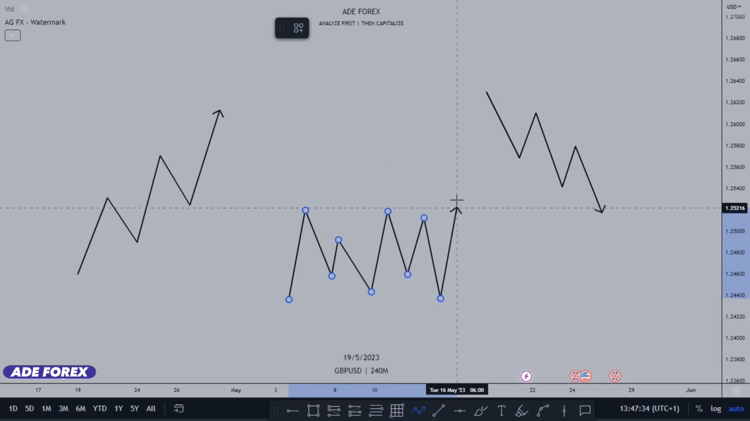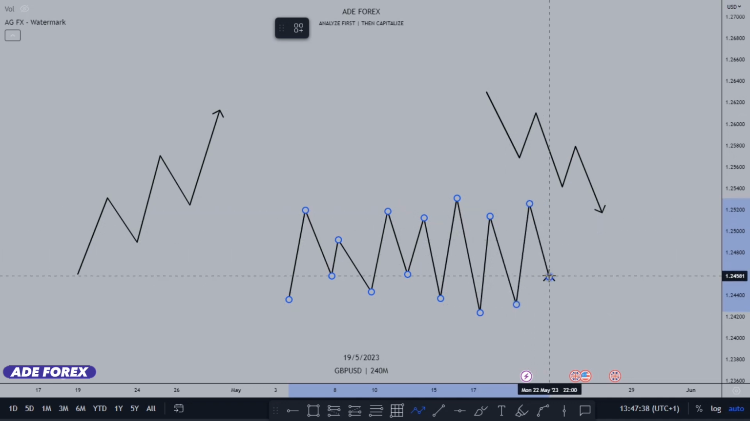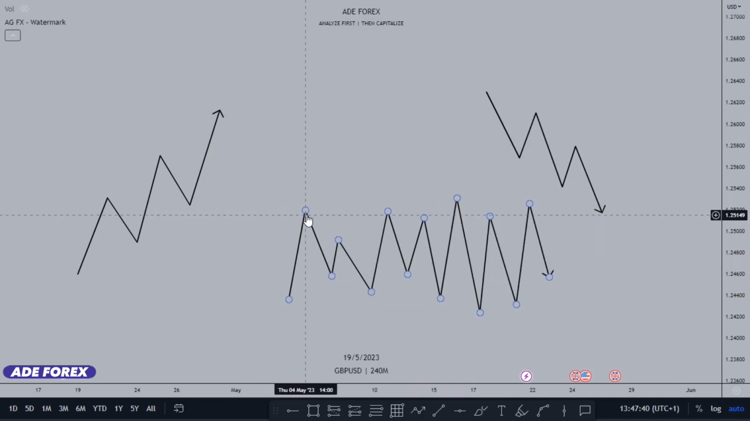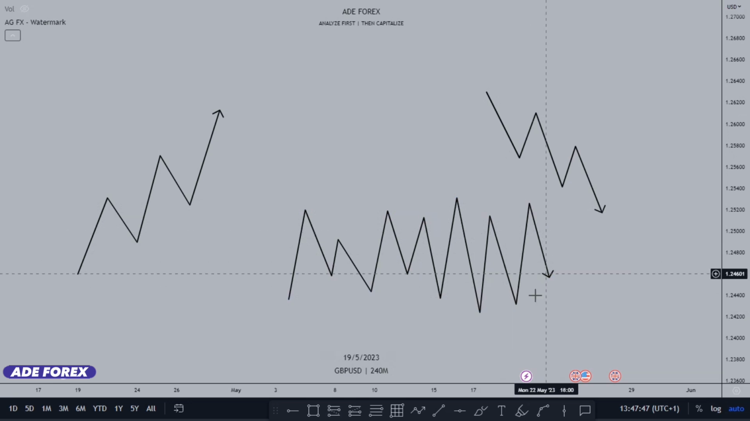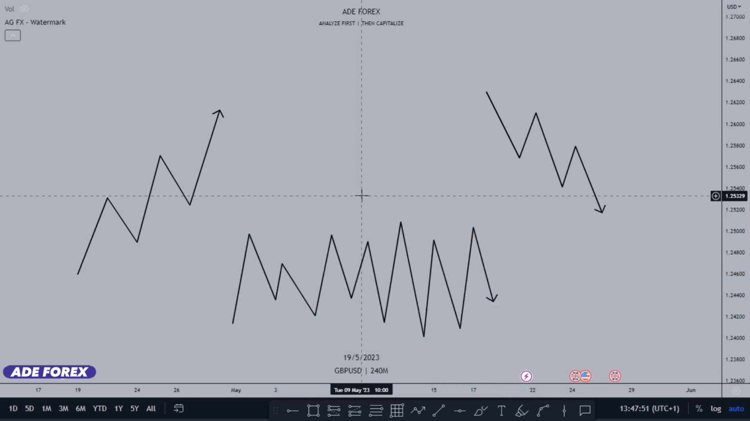We are moving within a range. From here to here is a range, and we are moving within this range. That's why they also call it the ranging market.